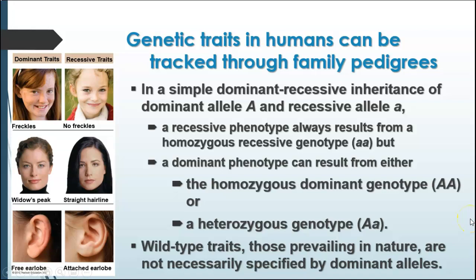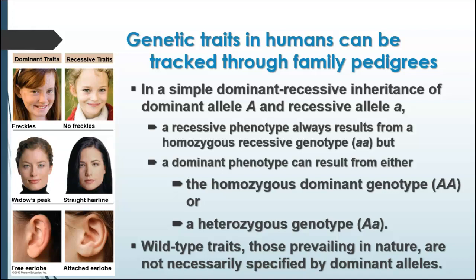Okay. So if you have a simple inheritance of something, the recessive phenotype is always going to result from a homozygous recessive genotype. But a dominant phenotype is going to result from either the homozygous dominant or the heterozygous, like we saw in the testcross.